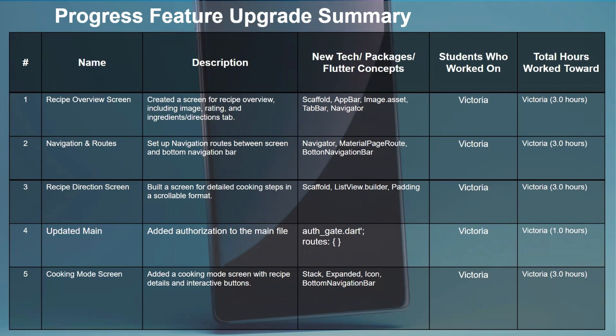And for the fourth feature, I updated the main and I went ahead and added an authorization to the main file. With this, I went ahead and added the authgate.dart file and routes. For the last feature, I added a cooking mode screen with recipe, details, and interactive buttons. And I used the stack, expanded, icon, and the bottom navigation bar.